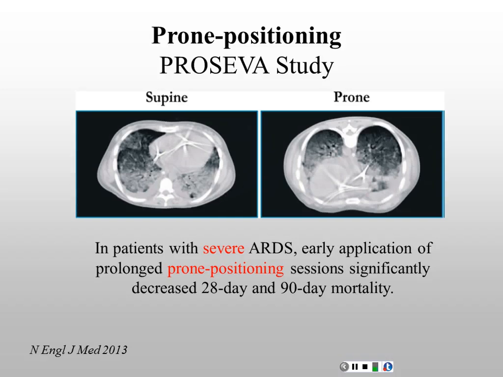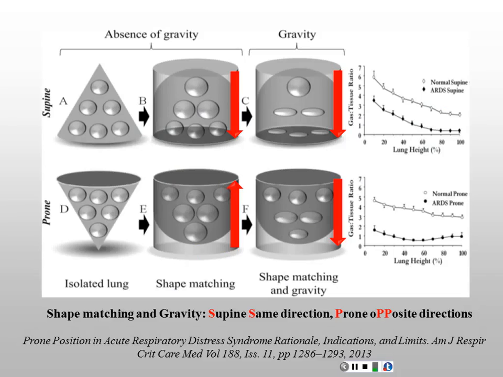ProSeVa trial is a prone positioning trial, and it showed decreased mortality, but in severe ARDS, at 1 month and at 90 days. We can see here in supine position there is atelectasis of the dependent parts of the lung. You prone the patient, there is better oxygenation. But remember, severe ARDS, not every case of ARDS.